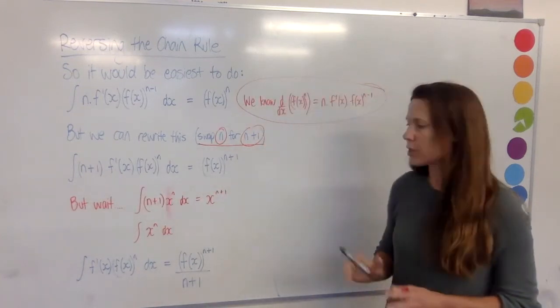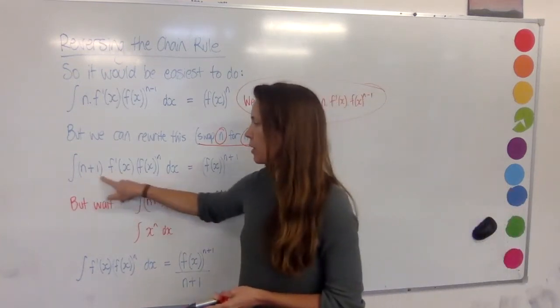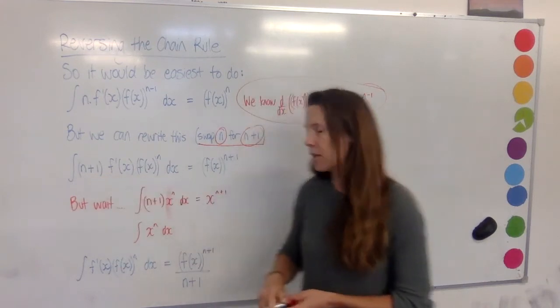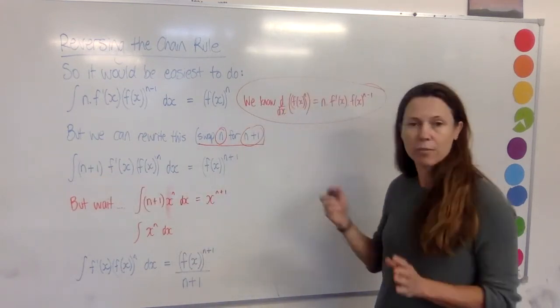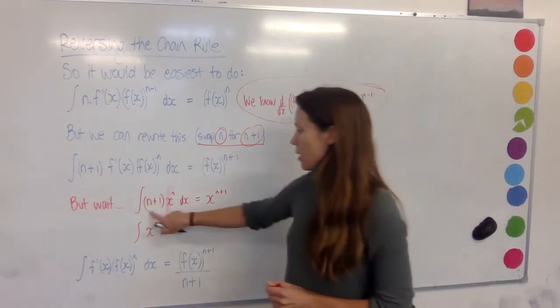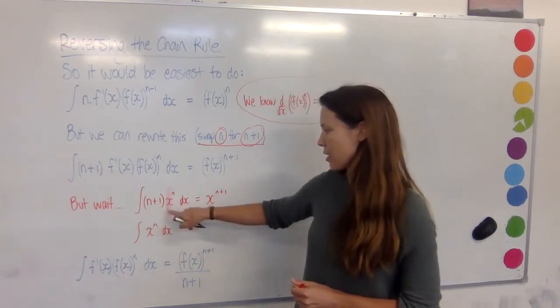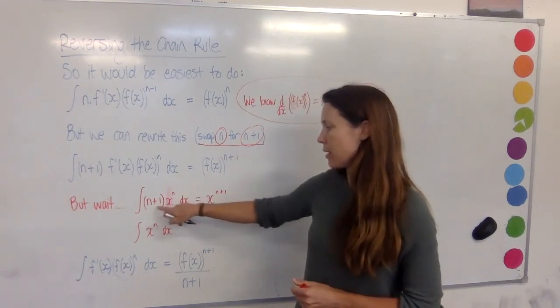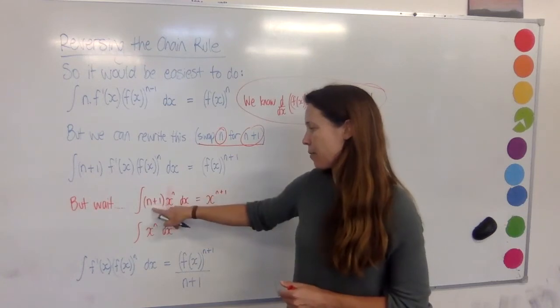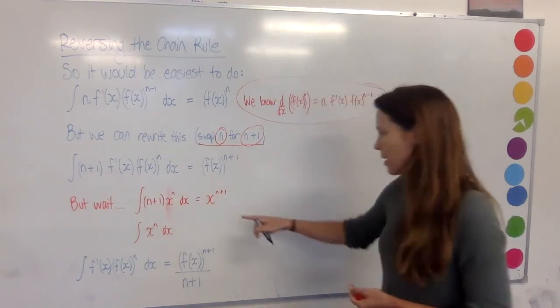But wait, we don't always need this part, do we? This constant out the front. Think about things we've already learned to differentiate really simply and easily. Ideally, it would be nice if we're integrating something raised to a power if that n plus 1 was out the front, because then we could just do this.